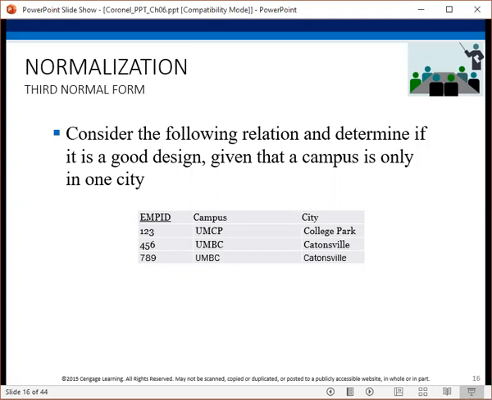So let's say a campus's city is determined by the campus. In other words, there's only one campus per city. So in this particular case, we see that a campus's city is repeated for every employee assigned to that campus. If a campus city changes, all records that have that duplicated city must be changed. With redundancy, there's a risk that some data may become inconsistent, with different records showing different cities for the same campus.